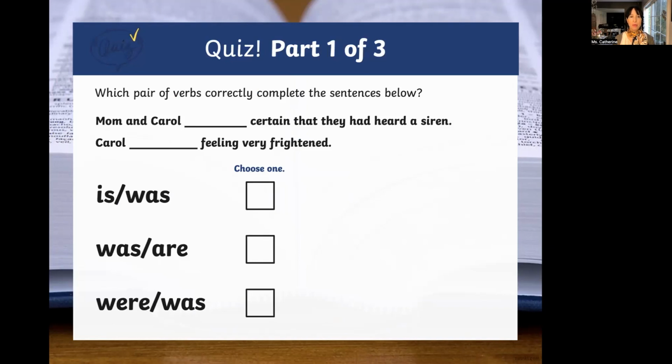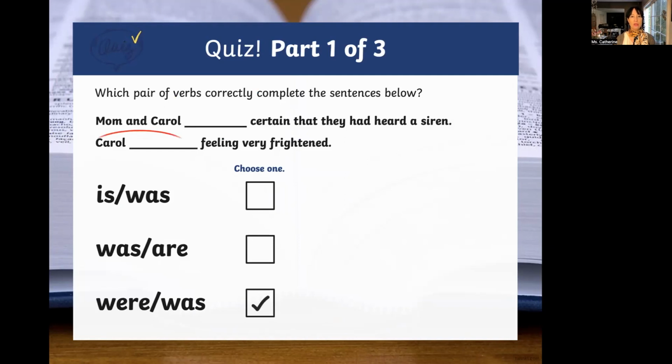For example, Mom and Carol blank certain that they had heard a siren. Carol blank feeling very frightened. Okay, now pay attention to the verb tenses. Remember, they have to agree. I'm going to go over the sentence again. Mom and Carol blank certain that they had heard a siren. Carol blank feeling very frightened. What do you think are the pair of verbs? Which pair?